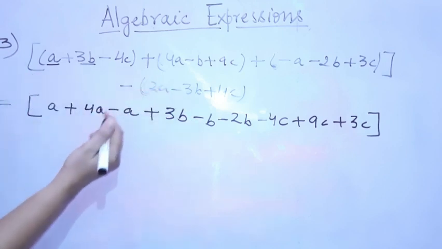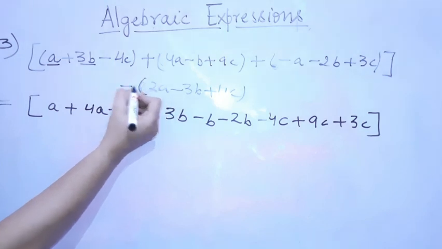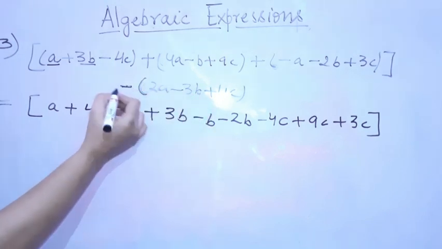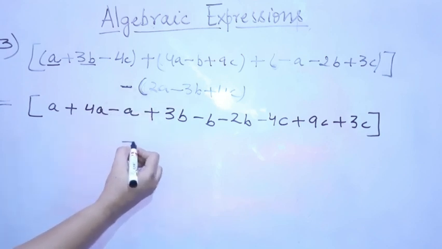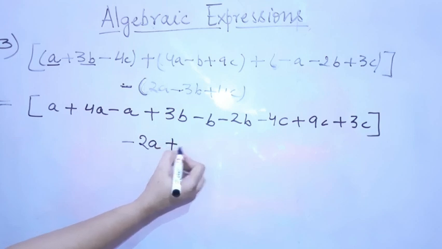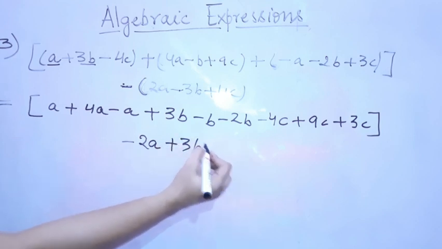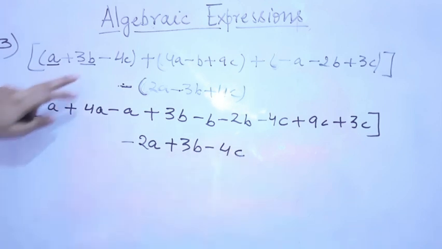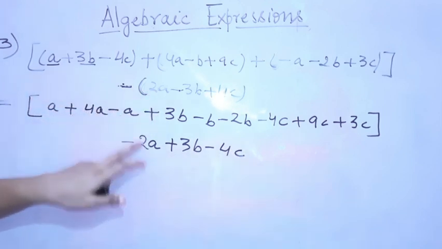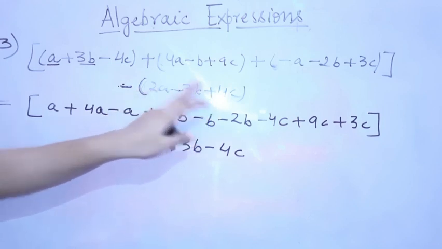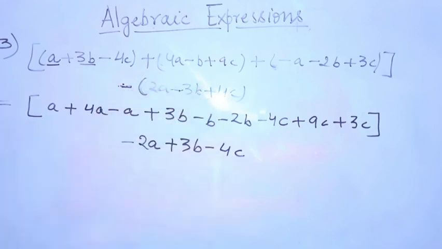Minus, since it is negative outside the bracket, there is a negative sign. So once we open the bracket, the signs are going to change. So let's open the bracket. It will be minus 2a, minus is going to become what? Plus. So plus 3b, minus plus is going to become minus. In case of a negative sign, the positive becomes negative and the negative becomes positive. Here also as you all can see the positive became the negative. The signs are reversed in case of negative sign.